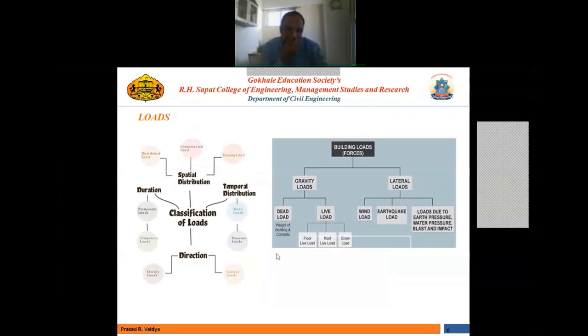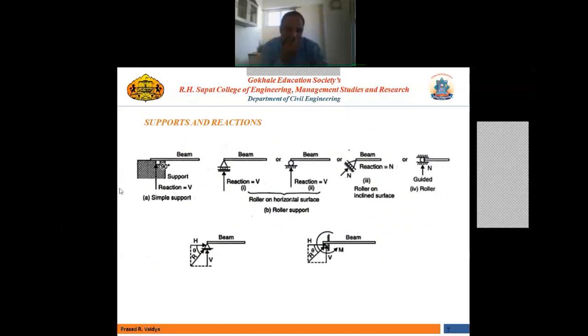Okay, then the gravity load, of course, you have got dead load and live load, and then live load may be floor live load or roof live load. Snow load also comes under the category of live load, right? So this is related to the building, and this is a very basic classification of the load for buildings.